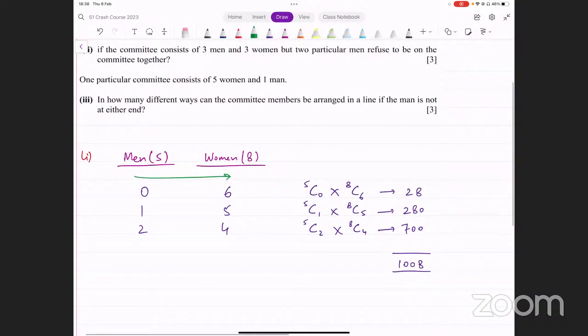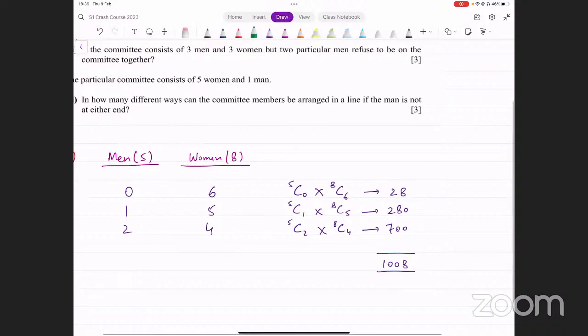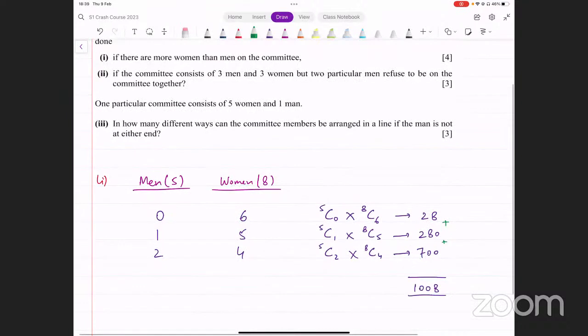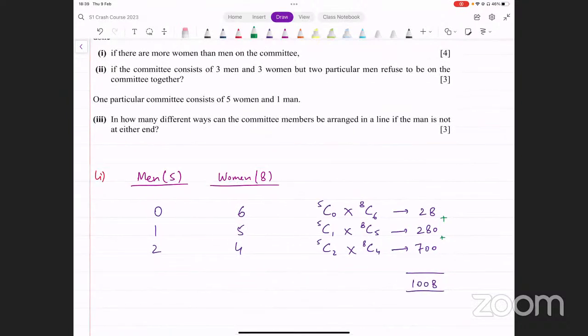Horizontally here, we are saying there have to be 0 men and 6 women. So we multiply them. 1 man and 5 women. So we have to multiply them. But vertically, we're saying there's only one of these cases that's possible. So we add them together. All right, the total turns out to be 1008. That's the number of possible committees we could have given this condition.